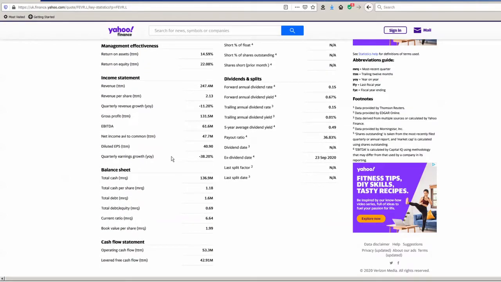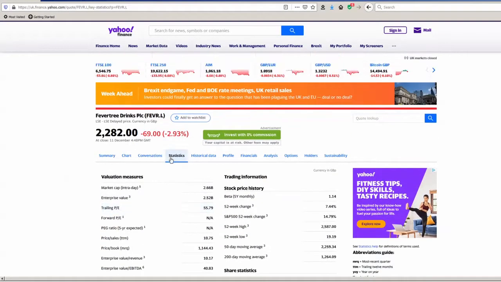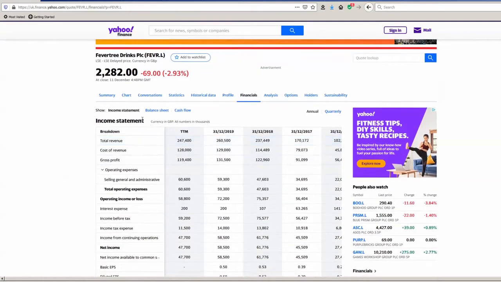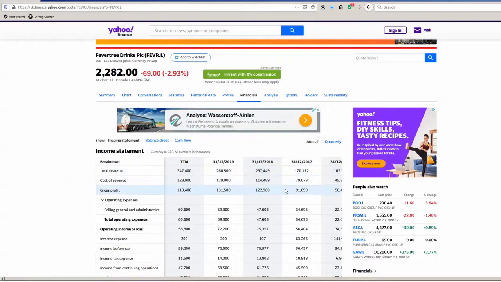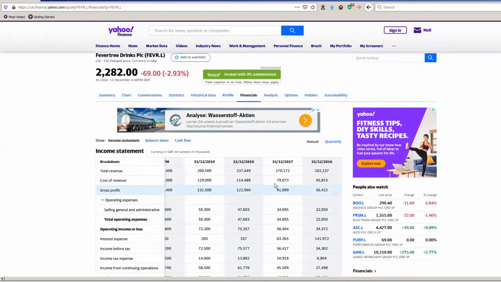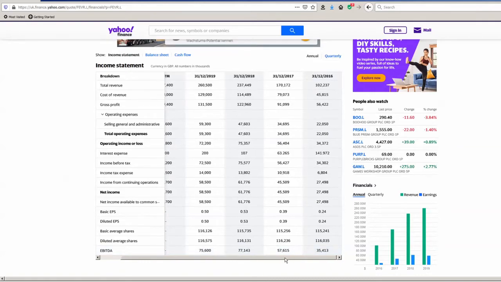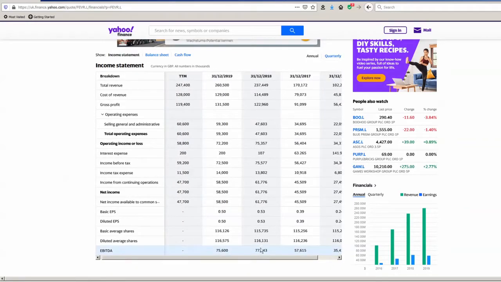So pretty cool summary. And then I also look at the financials tab, and it splits your income statement, your balance sheet, your cash flow, and you can see the last few years, but it doesn't take you too far back, so you'll need to use other sites if you want a longer term picture.